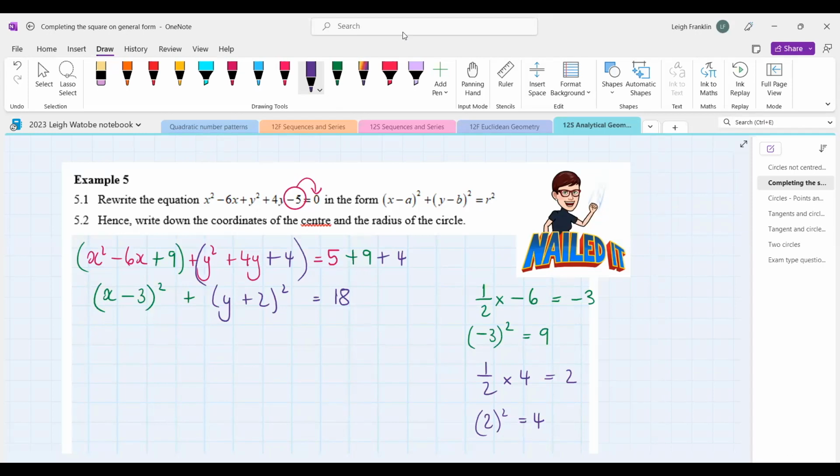Now, Pinga, you asked, how did I get the 9? That's what I have in green here, on the right-hand side. I completed the square. Here's the 9. That's where it comes from, completing the square.